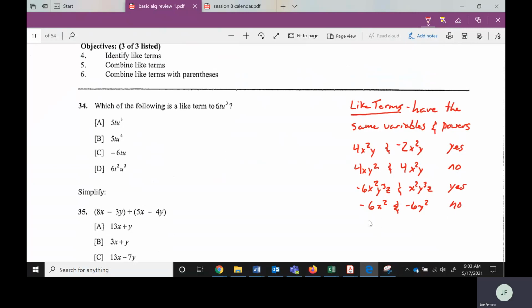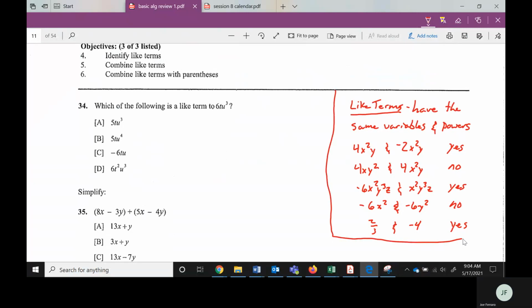And the last one, 2/3 and negative 4. Neither one have any variables or powers. This is a fraction, this is a negative number. With all that being said, these are like terms. The number itself doesn't matter. No variables and no powers means these are constants because they have no variables. Constants are like terms.